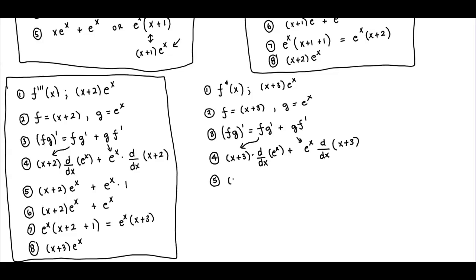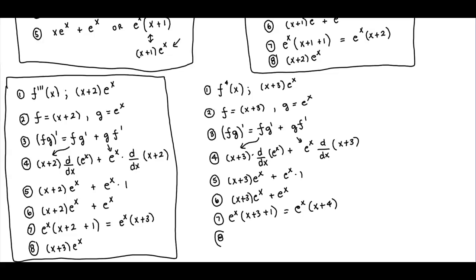So you should be able to see the pattern. So we have x plus 3 times e to the x plus e to the x times 1. So now we end up with x plus 3 times e to the x plus e to the x. And if we factor out an e to the x, then what we end up with is x plus 3 plus 1, which is equal to e to the x times x plus 4. So therefore, let's go ahead and rewrite that. It's going to be x plus 4 times e to the x.